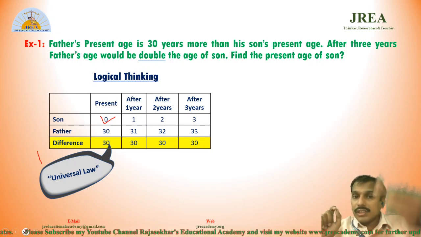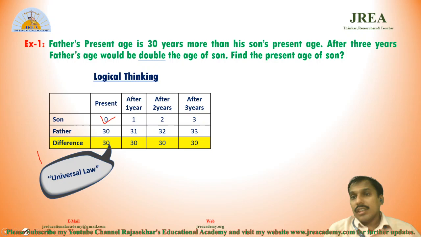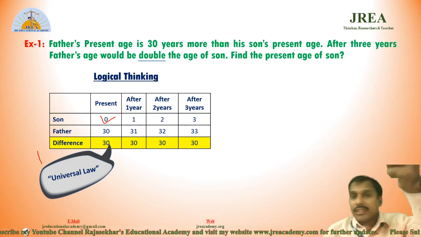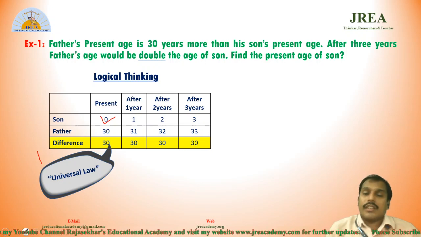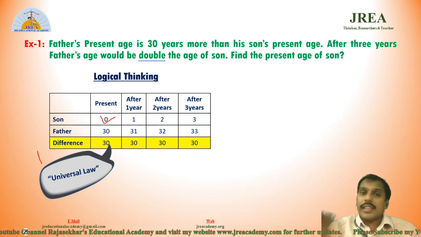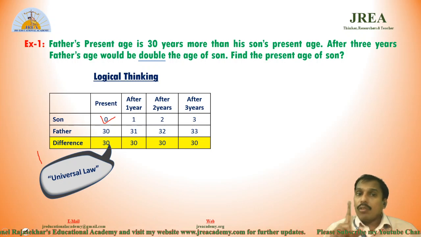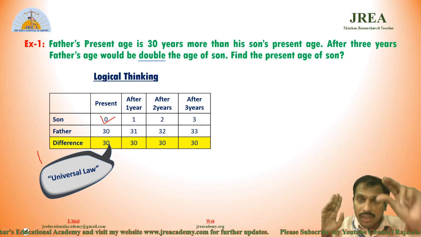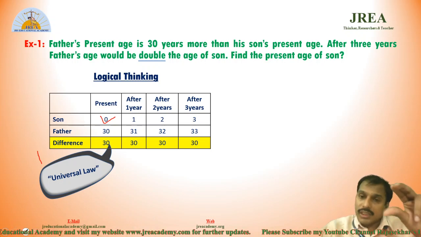If the son's age is 50, father's age is 80. If the son's age is 60, father's age is 90. If the son's age is 70, father's age is 100. Now if you see all these statements, all these relations in one relation, you will have the double the age of the son. That is, if the son's age is 30, father's age is 60.